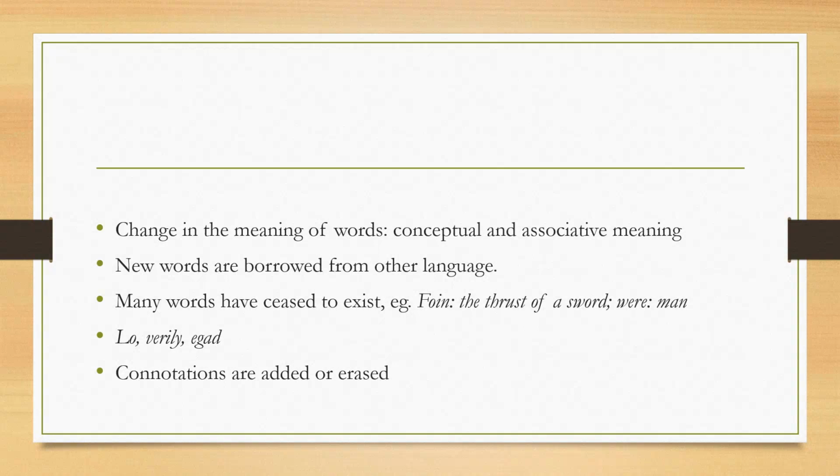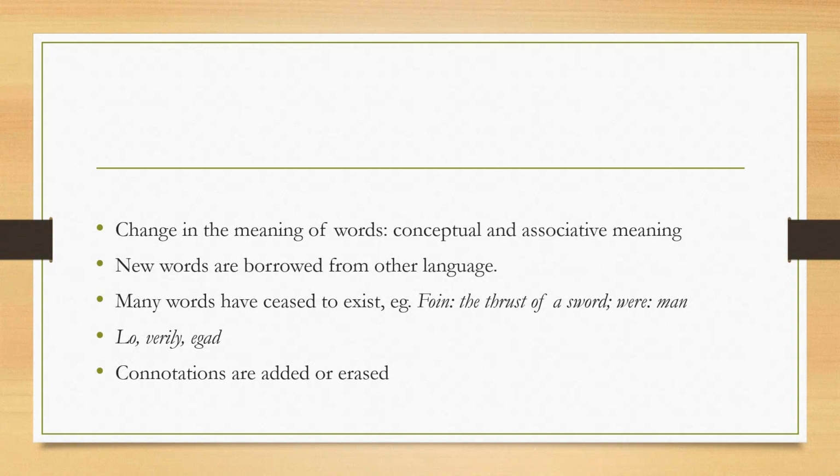For example, there is this word were, which now has a particular meaning, but earlier in Old English it meant a man. Then there are words like lo, verily, egad. The usage of these words suggests that the writings have been picked up from a particular era in history. So new words are also added and erased. Now connotations are added and erased. Connotations are added, connotations are modified, and also some of these connotations are erased from language and from how speakers of a particular language understand the meanings of individual lexical items.